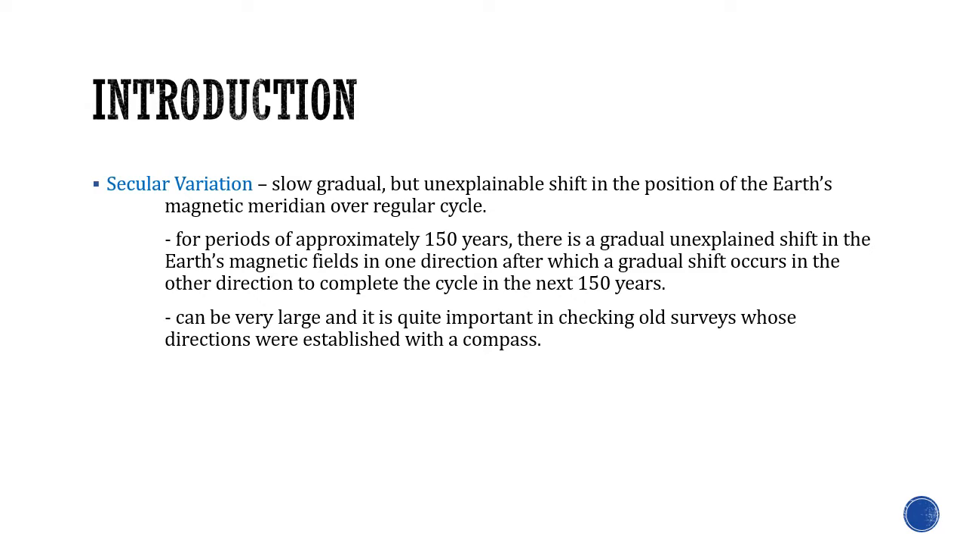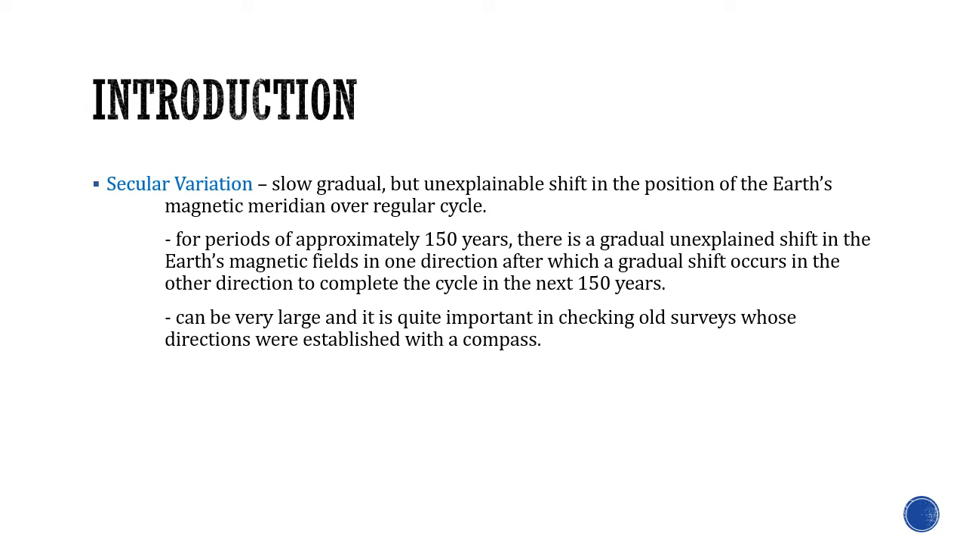Okay, so ang nangyayari ngayon, yung magnetic north, kung ano man yung position niya ngayon, after 150 years, no? Nagmo-move yan. Okay, or hindi every 150 years, no? Kumbaga, every 150 years niya nagagawa yung cycle niya. Okay, for periods of approximately 150 years, there is a gradual, unexplained shift in the Earth's magnetic fields in one direction, after which a gradual shift occurs in the other direction to complete the cycle in another 150 years. Okay, so kunyari, kung titingnan mo sa top view, kunyari lang kung nagmo-move siya ngayon pa clockwise ng 150 years, after 150 years, magmo-move siya pa counterclockwise. Okay, binubuo niya yung cycle. Parang ganyan, basta nagmo-move siya.